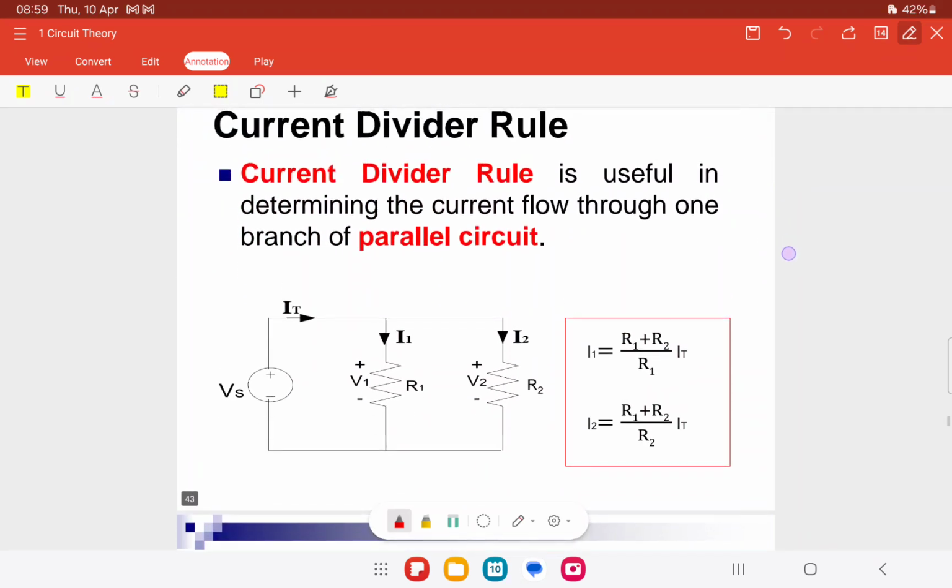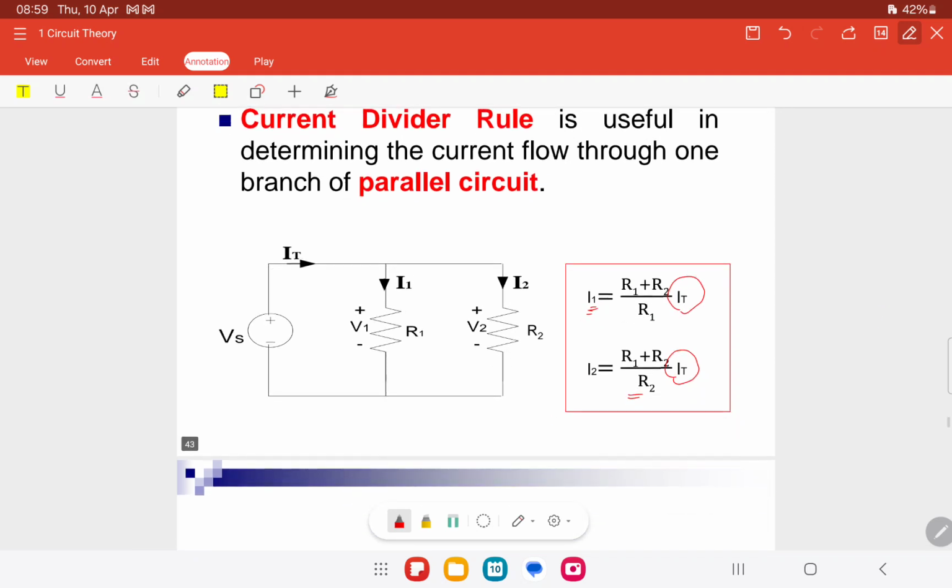When we have only 2 resistors, it doesn't matter, whether 2, 3 or 5, the method is the same. So now we have 2 resistors. We need to get I total first, then we can apply this formula. So R total over R1 for the resistor at I1. Then once we have I1 and I2, we can check. This is to check.